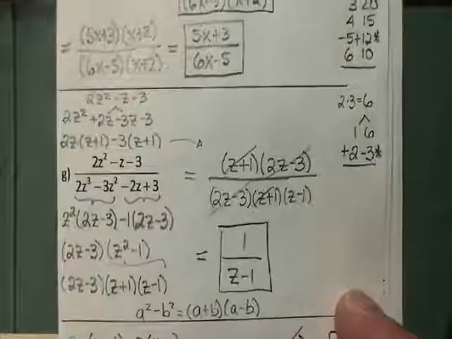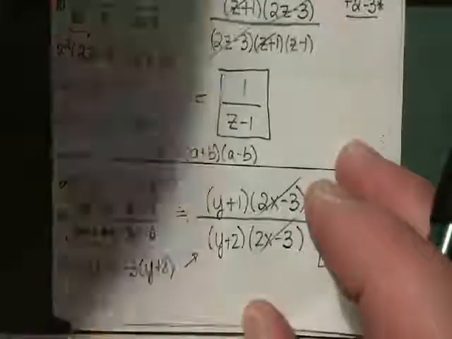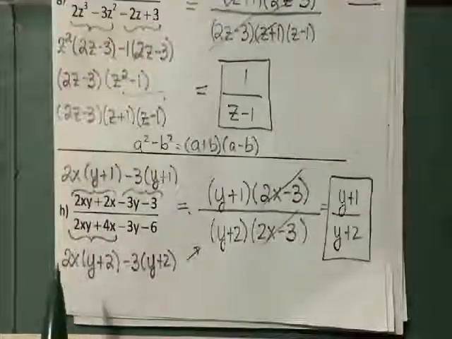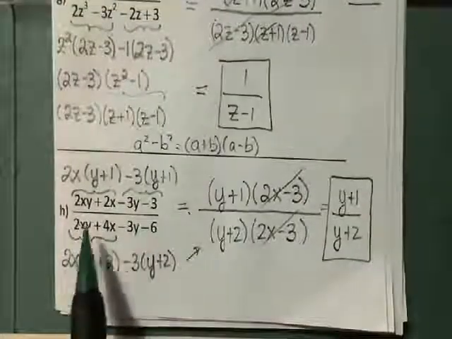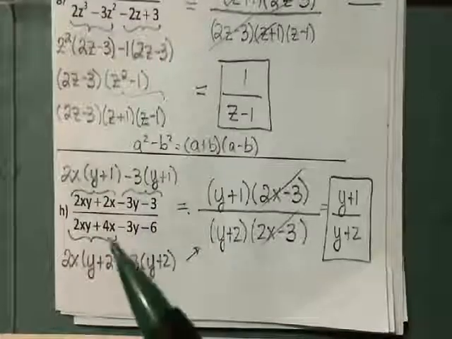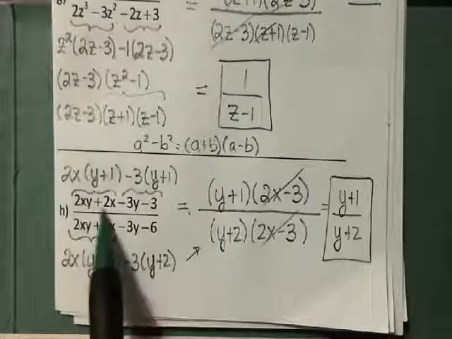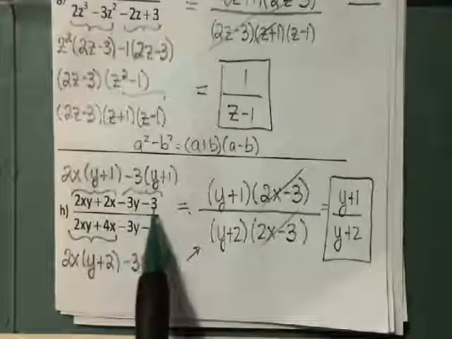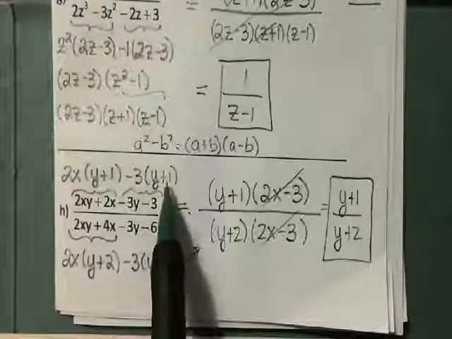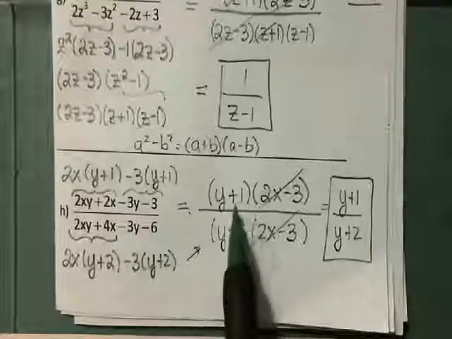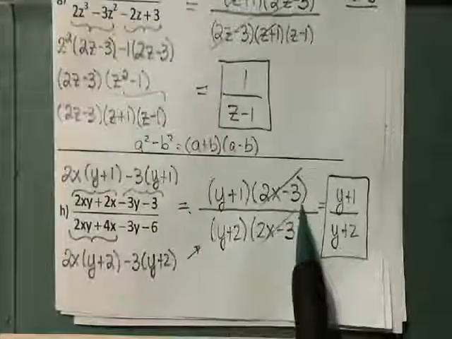And the last problem, letter H. Whenever you see 4 terms like this, you need to ask yourself, can I factor by grouping? And that's exactly what happened here. You can factor 2x from the first 2 and a negative 3 from the last 2, and basically you get y plus 1 there. So you get y plus 1 times 2x minus 3.